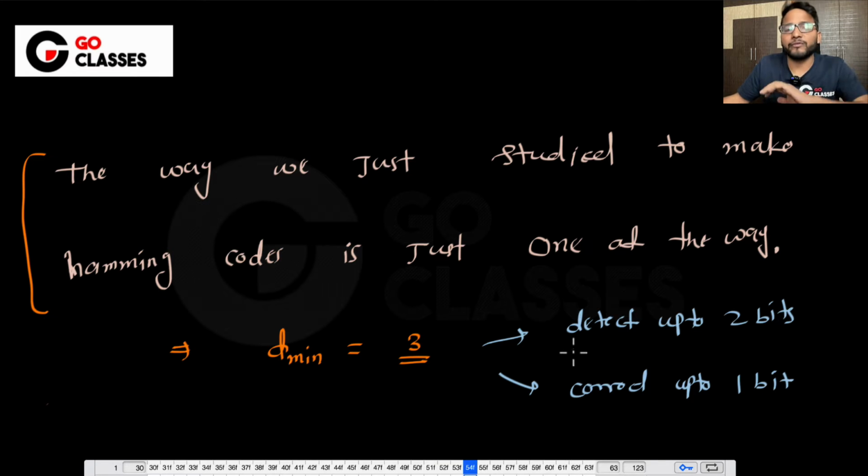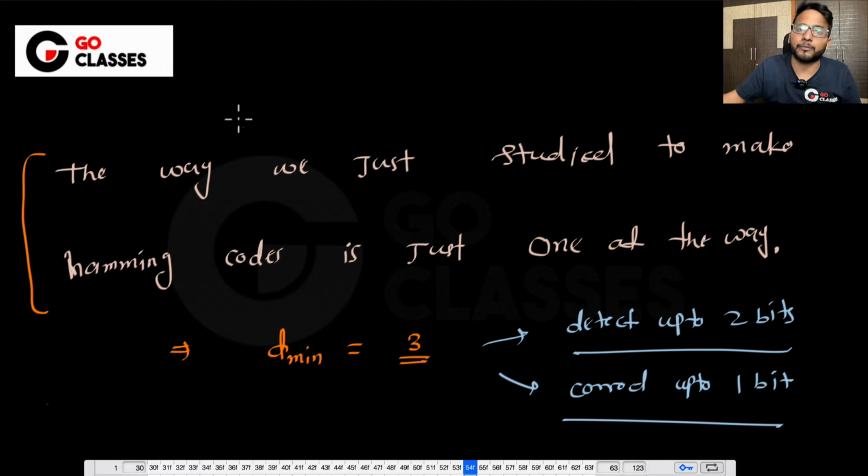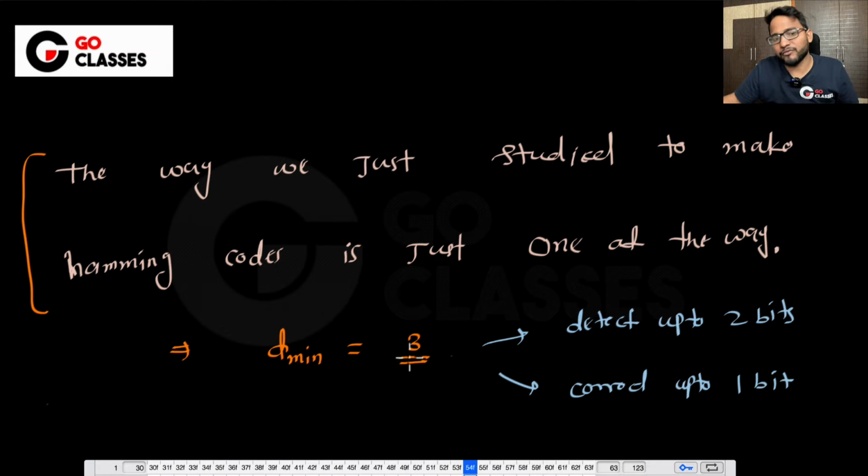So the way we have just studied, this kind of Hamming code can correct up to 1 bit of error and detect up to 2 bits of error, but it's not a limitation, which means we can definitely design Hamming codes which can detect more bits of error and correct more bits of error. I will tell you one example, but for now I hope you understood this.